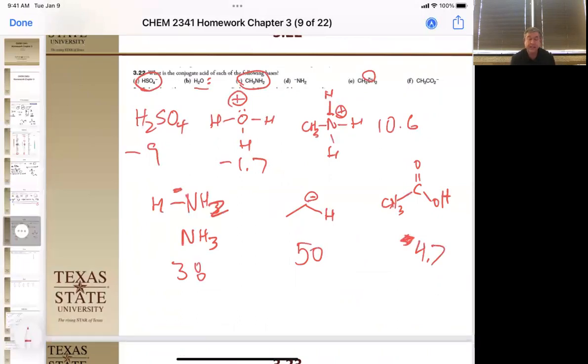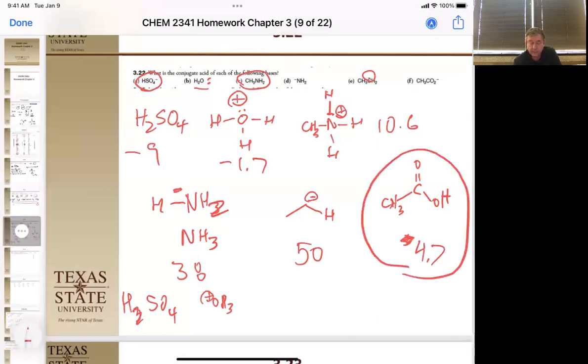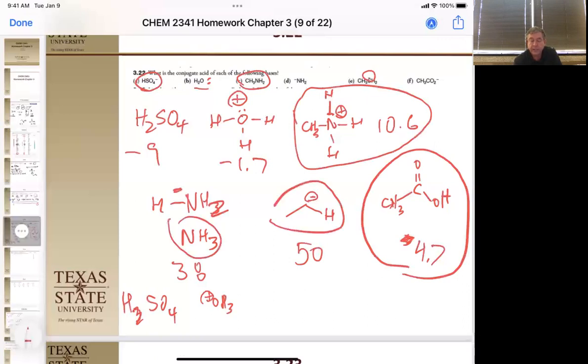So let's list those in acidic order. Obviously the sulfuric acid would be first because it has the lowest number, followed by the hydronium ion, followed by, let's see, the acetic acid would be next. Then our protonated nitrogen, then our ammonia, and our last one would be the ethane. Okay, so that's pretty straightforward.